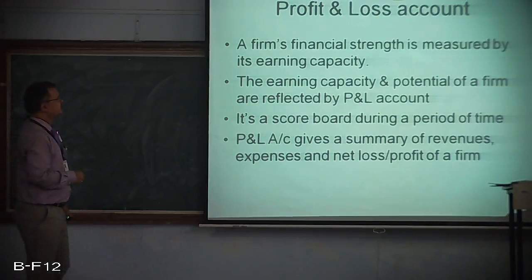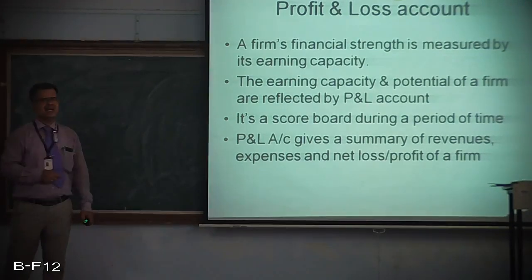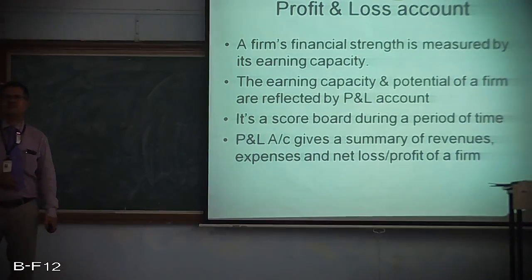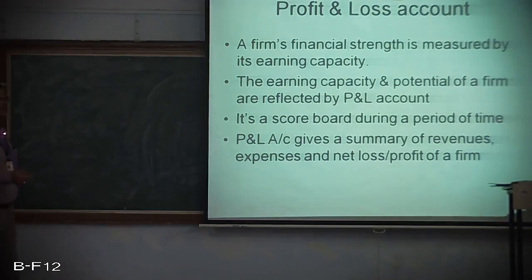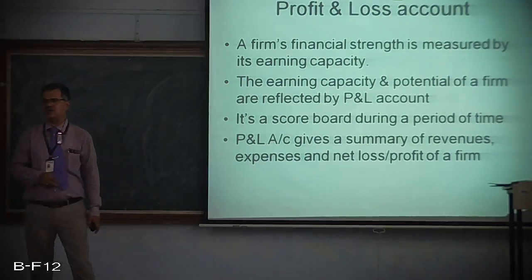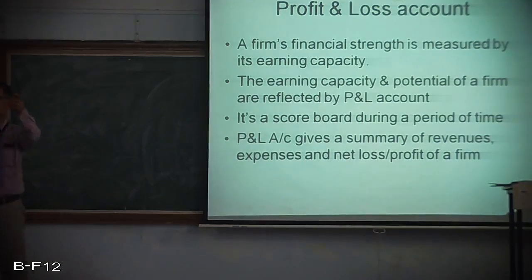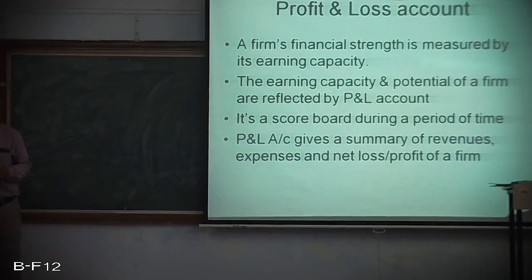The earning capacity and potential of a firm are reflected by the P&L account. So the earning capacity of the organization and its potential, meaning whether they are able to get that money back or return the investment, are reflected in the profit and loss account. It's a scoreboard, remember, because everything is shown in numerical terms.